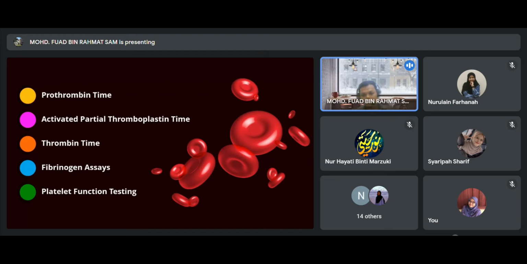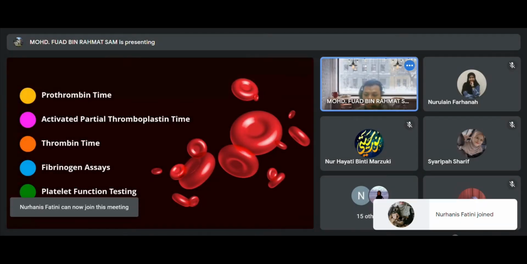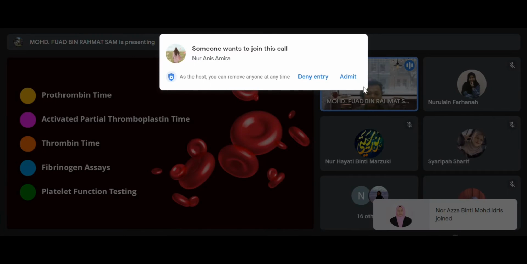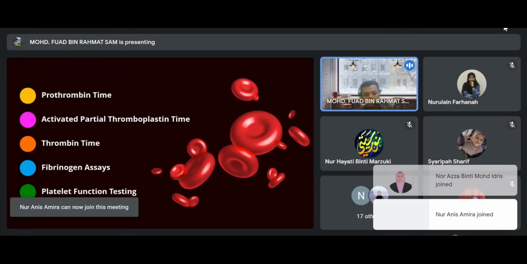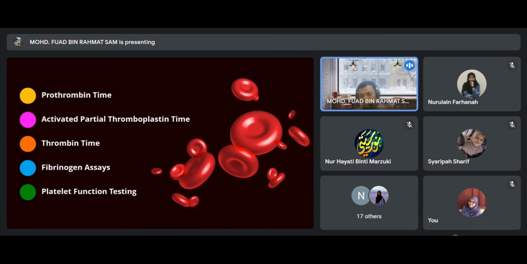It involves a few coagulation disorder tests, and these help to identify patients with hemostatic defects that could cause excessive bleeding. The first one is the prothrombin time or PT, and the second one is the activated partial thromboplastin time, APTT. The third one is the thrombin time, TT, then fibrinogen assays, and also platelet function testing. We are going to discuss these tests because they can help to identify patients with hemostatic defects that could cause excessive bleeding. So we will go through these 5 tests, insyaAllah.